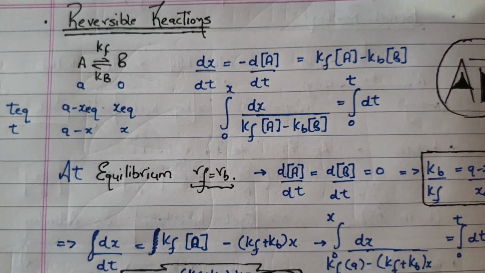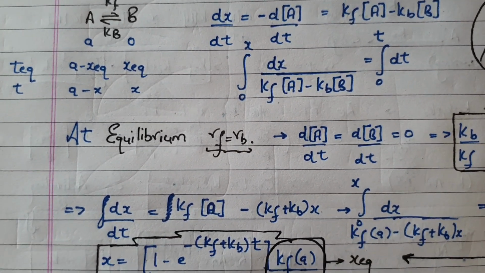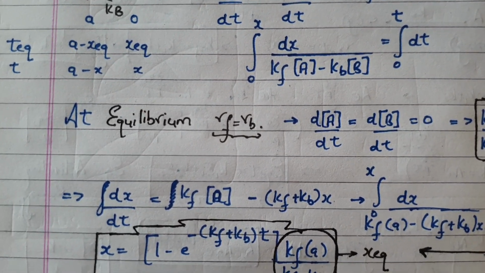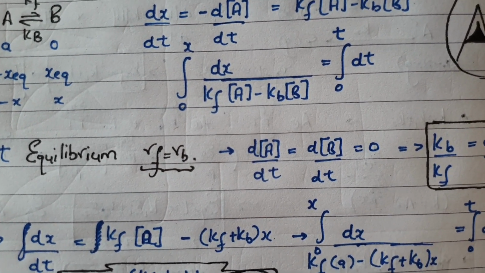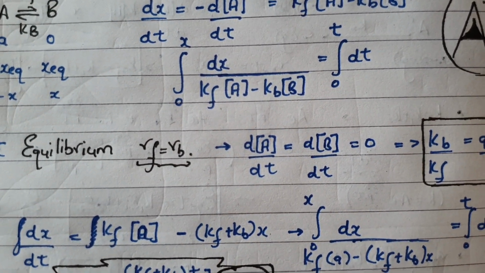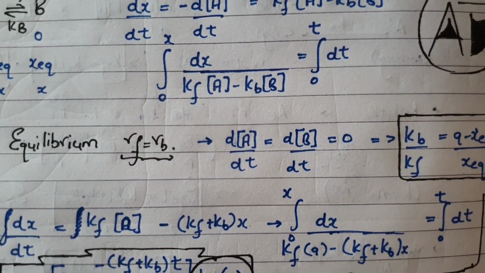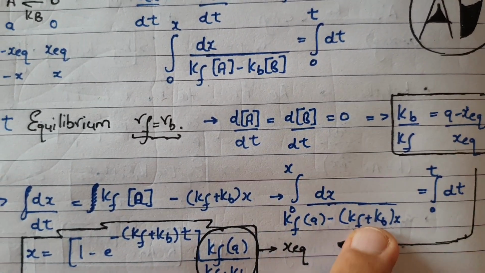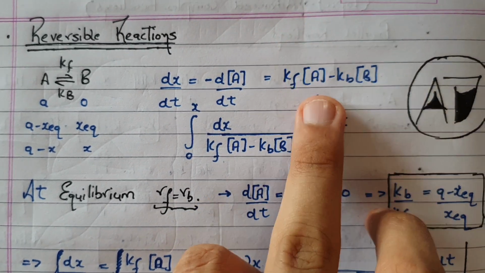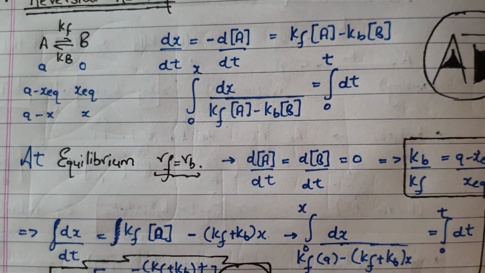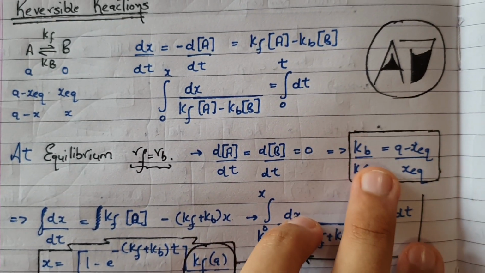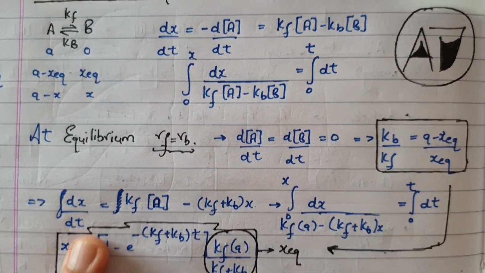Before that, let us see that at equilibrium the rate of forward and the rate of backward are the same. So dA by dt and dB by dt are zero, because they are getting converted, but the rate of conversion is not changing. So from this, we get kb by kf is equal to this. Now putting this into this, we get this result.